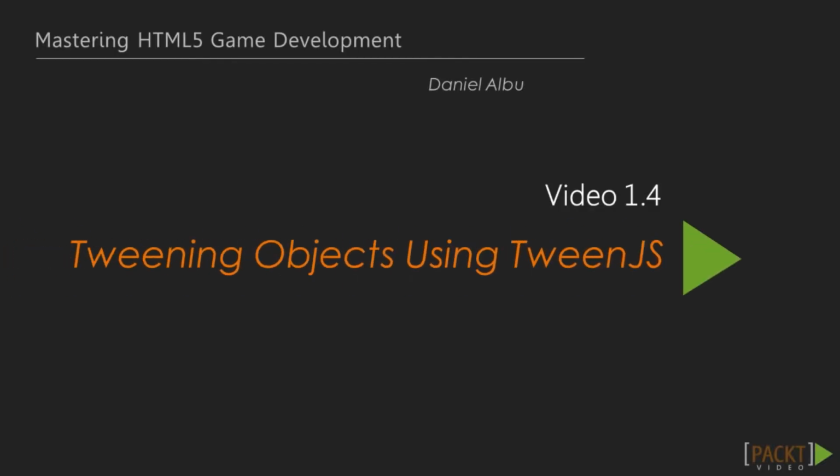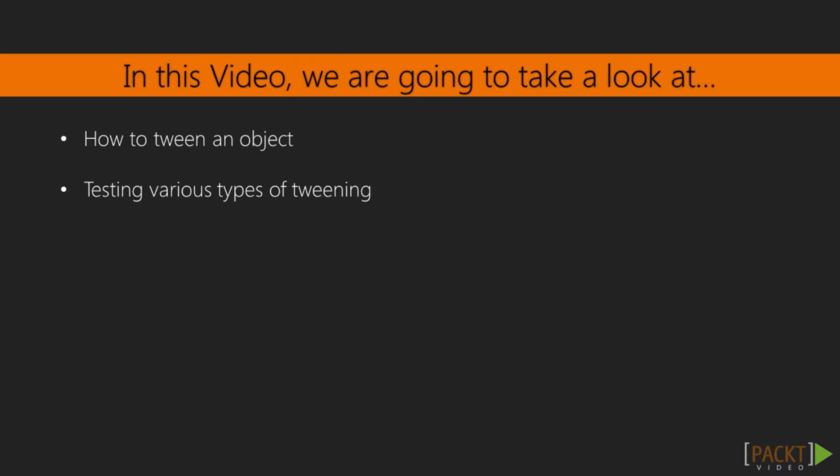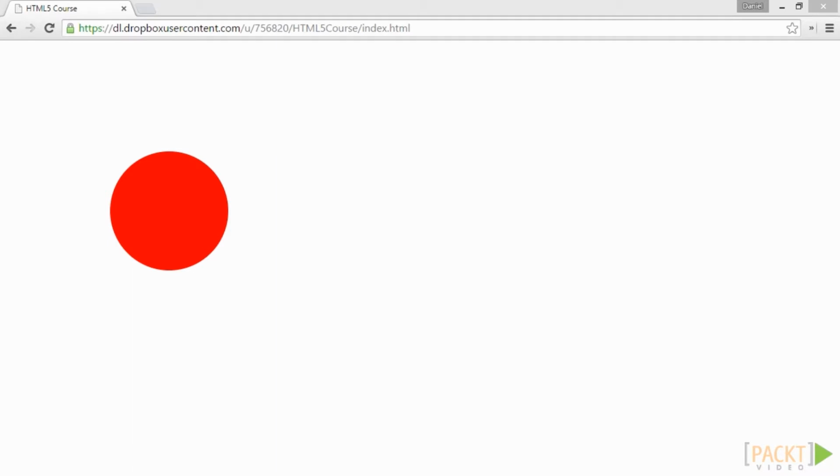Hello and welcome to section 1 on CreateJS. In this video, we're going to talk about tweening objects using TweenJS. We're going to learn how to tween an object and test various types of tweening. We'll do this by using the circle we've created in video 2. If you recall, in video 2 we created this circle.